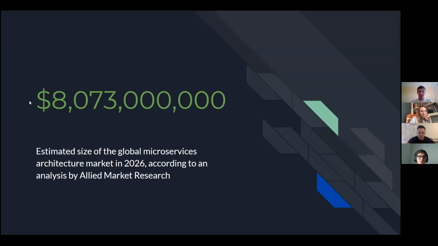So by 2026, the size of the global microservices architecture market will be over $8 billion. More and more companies are transitioning to a microservice architecture, and they will need a tool to monitor this technology.